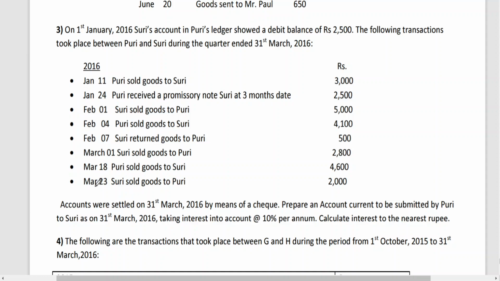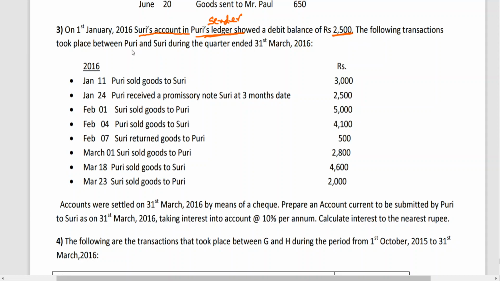On 1st January 2016, Suri's account in Puri's ledger. Suri's account in Puri's ledger means, by this time it is clear to you, in Puri's ledger you are opening the Suri account, so who is the sender? Puri is the sender. It showed a debit balance. That means the Suri account is showing a debit balance. You write it as balance brought down.